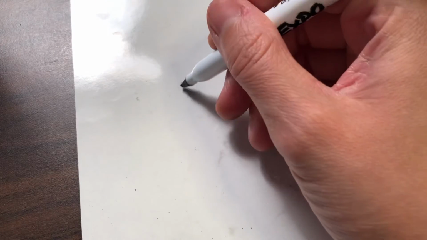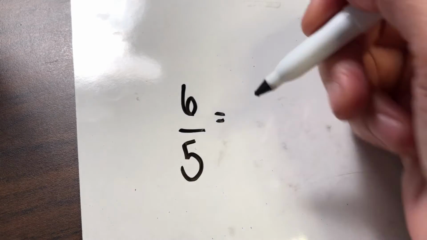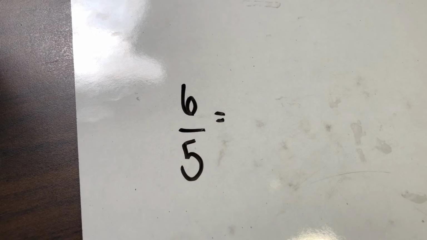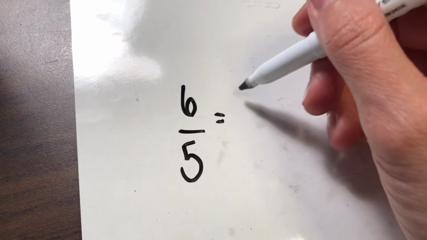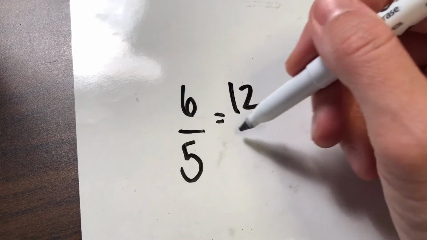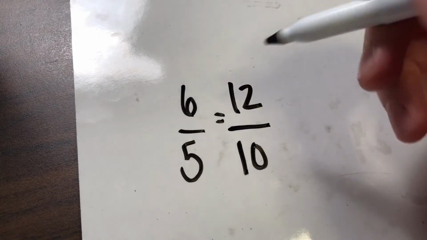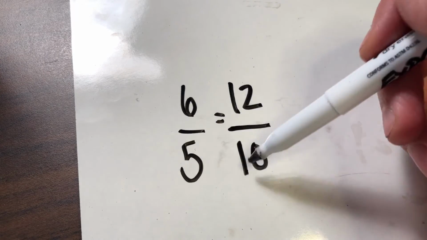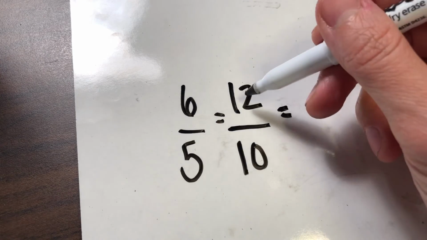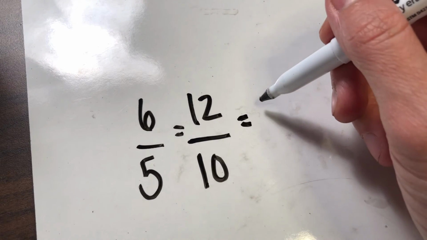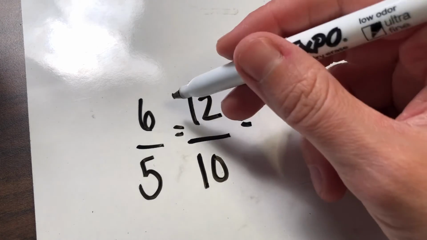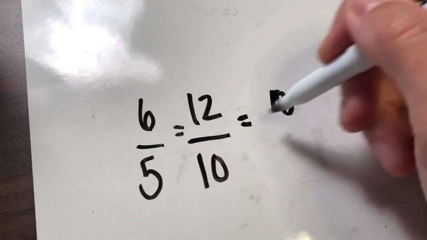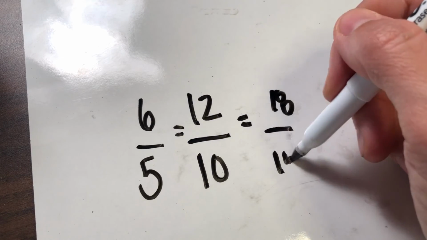So let's start with 6 over 5. If I said write 3 fractions that are equivalent to 6 over 5, I think the easiest thing for me to do would be to just go by multiples of 2. So 6 times 2 would be 12. 5 times 2 would be 10. So that was equivalent, right? Because I just multiplied by 2, multiplied by 2. Let's do it again. Let's go back to the 6. 6 times 3 would be 18. 5 times 3 would be 15.